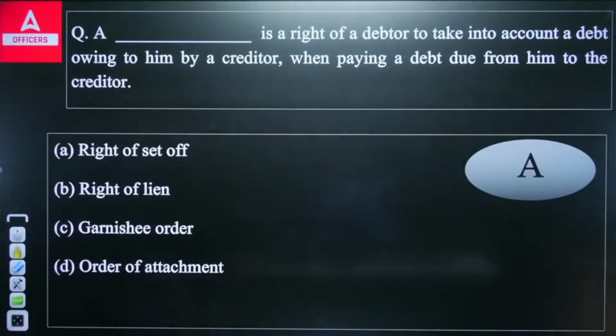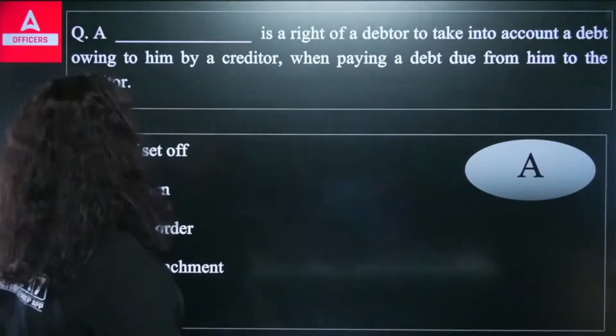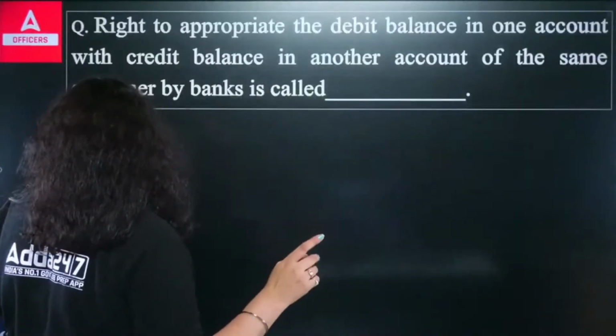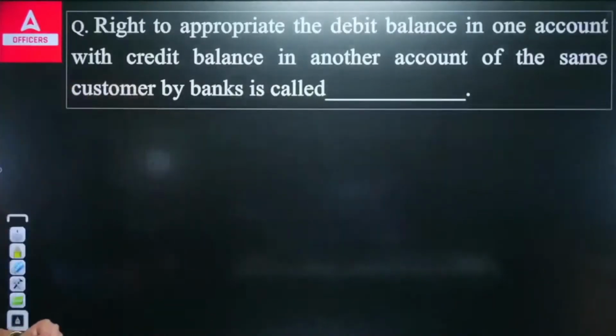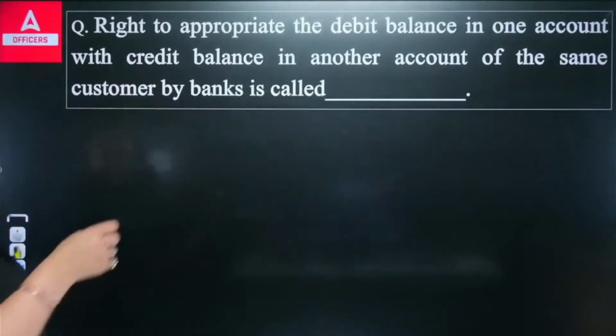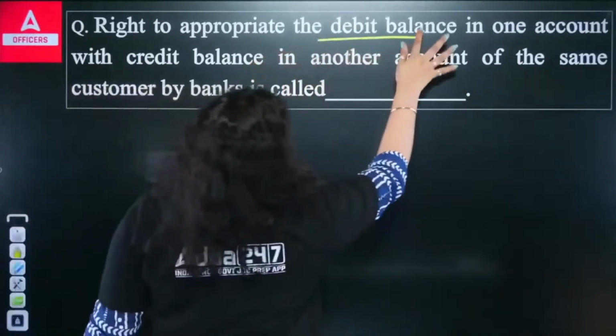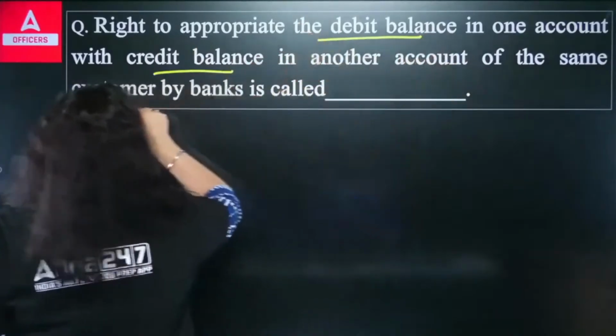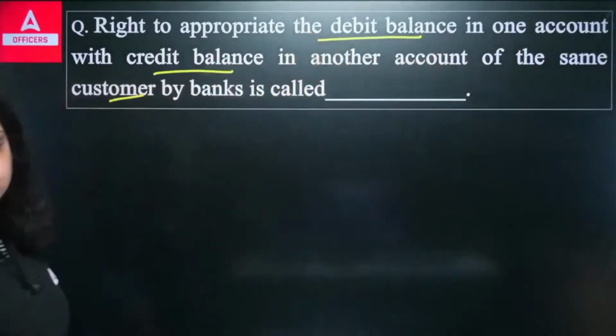Okay, or we can say that the banker can adjust his claim from the amount that is payable to the customer. So what he is doing, he can maintain or adjust the amount that is payable to the customer. That can be done by the bank. Now, next we have: the right to appropriate the debit balance in one account with the credit balance in another account of the same customer by the bank is called.